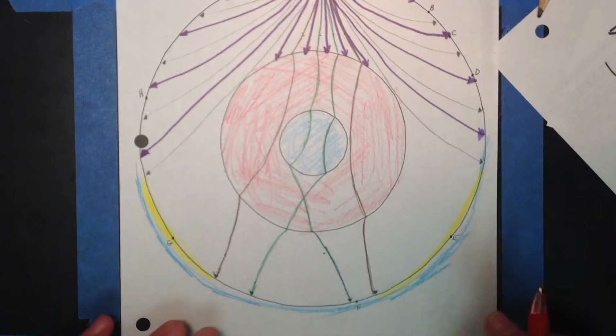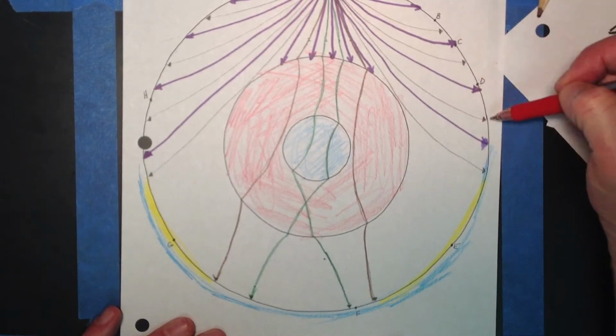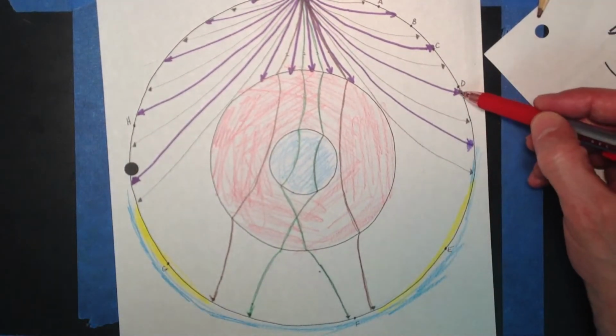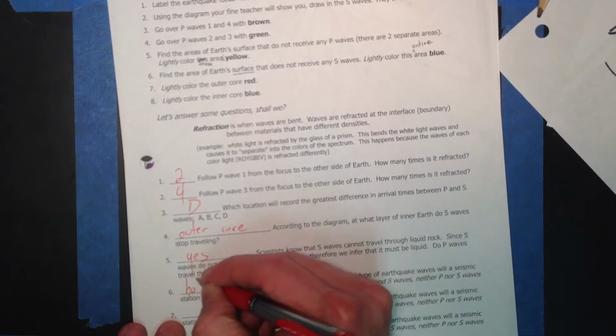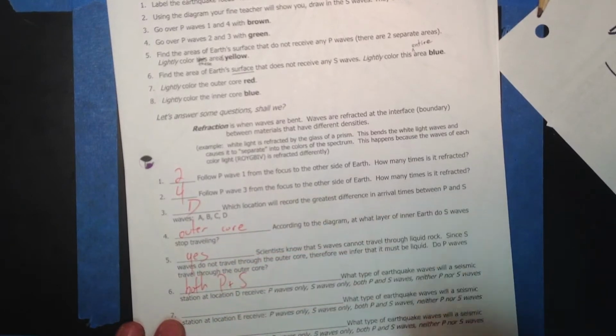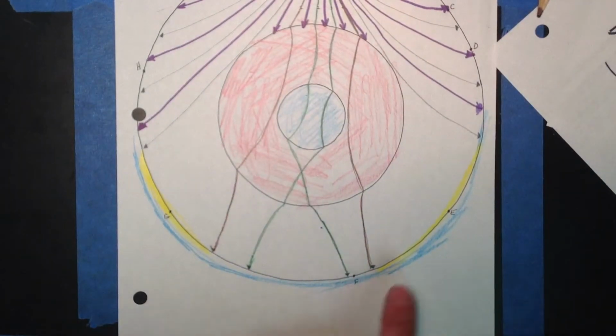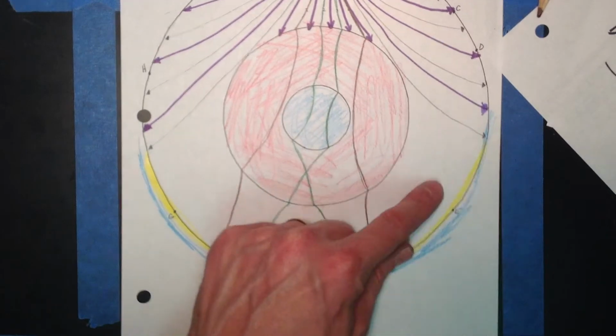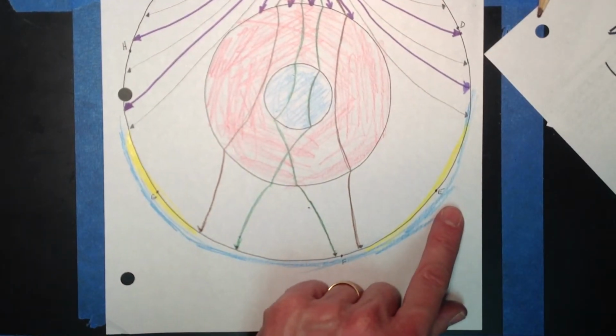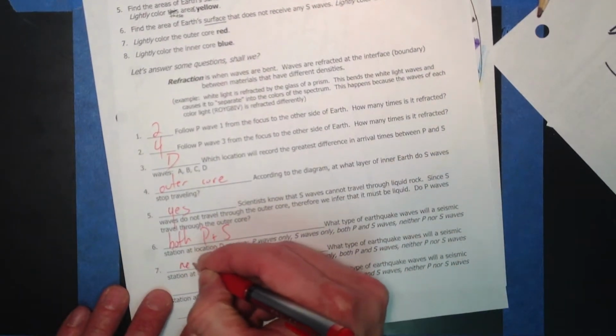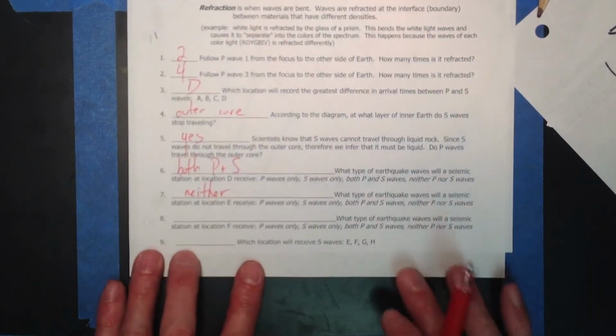6. What type of earthquake waves will a seismic station at location D receive? What we're trying to get at here is it's in the zone of all the P waves and all the S waves, so it receives both. Don't be caught up on what's pointing directly towards it. So the answer is both P and S waves. What type of earthquake waves will a seismic station located at E receive? E is in both the yellow of the P wave shadow zone and the blue of the S wave shadow zone. So the answer is neither. They receive no record of that earthquake, if that's where they're located.